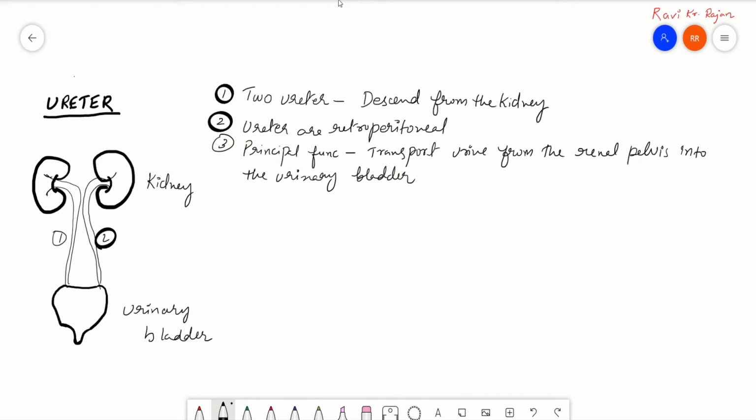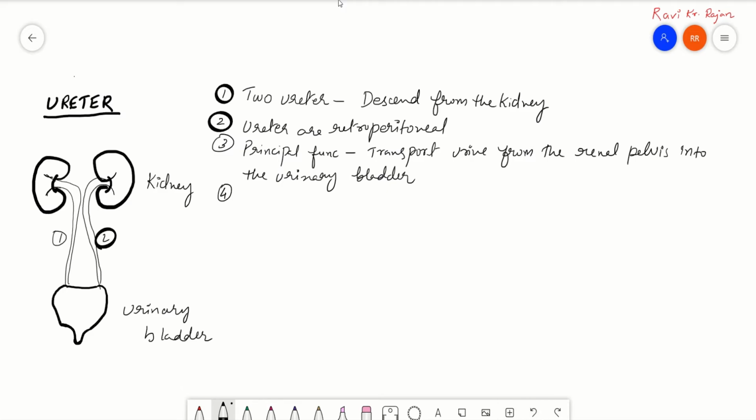So this renal pelvis will further divide into major calyces and minor calyces. The fourth point which we have to remember is each ureter is basically an extension of the pelvis of the kidney. So this is the pelvis. Basically this pelvis will extend and it will form the ureter.